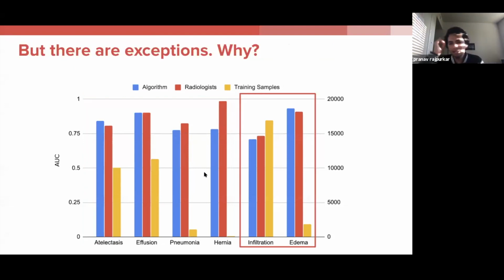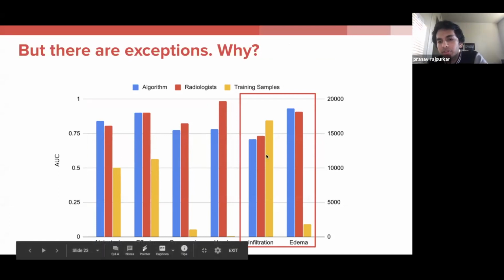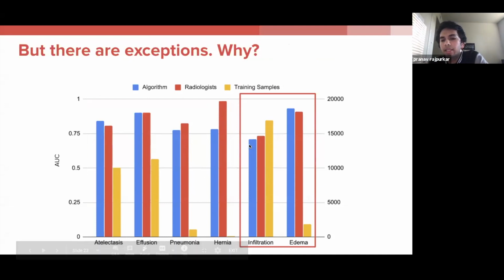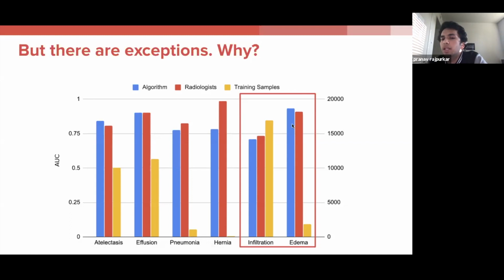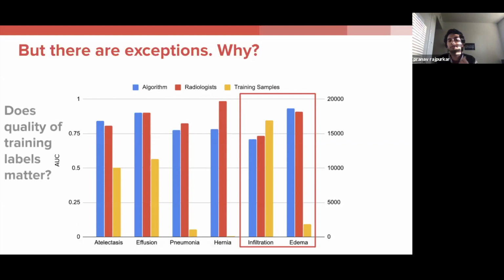But here's some weird cases. In infiltration, we have a lot of examples, but we're not able to see the algorithm perform as well as radiologists. But on edema, we see that the algorithm does perform well. So that's interesting. So it can't just be the number of training examples. There must be something else. We thought, okay, it's not only about the number of training examples. There's probably a relationship between how well these pathologies are labeled for.